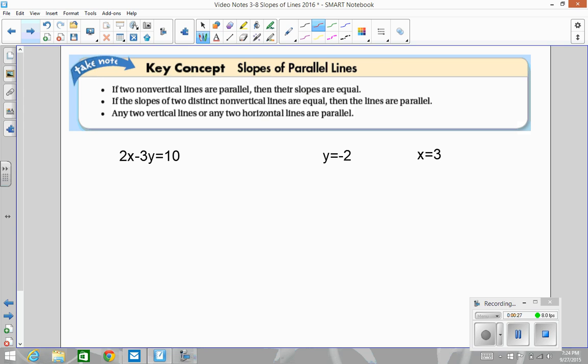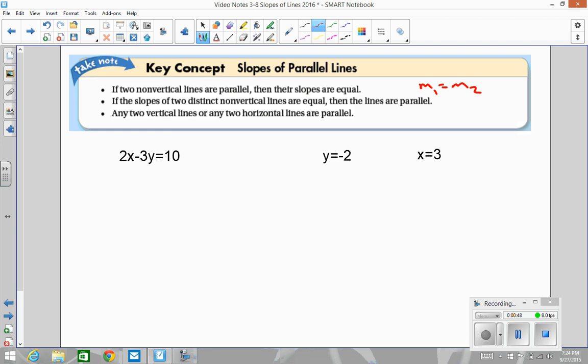If two non-vertical lines are parallel, then their slopes are equal. That means the slope of one is going to be equal to the slope of the second equation. If the slopes of two distinct non-vertical lines are equal, then the lines are parallel. So that's the conditional and the converse there. We've reversed the process here.